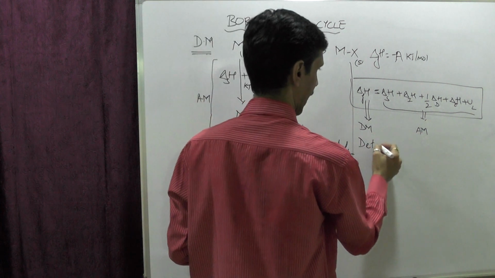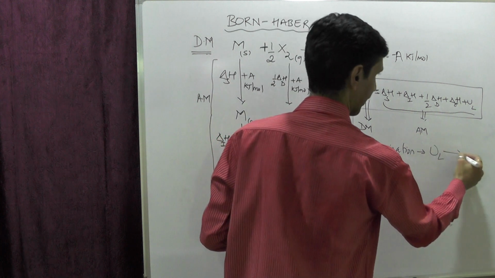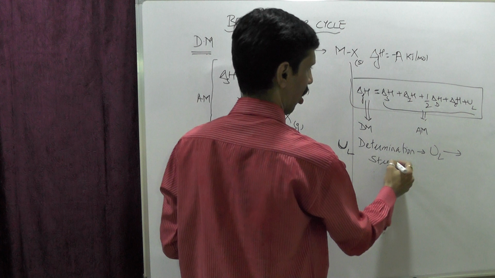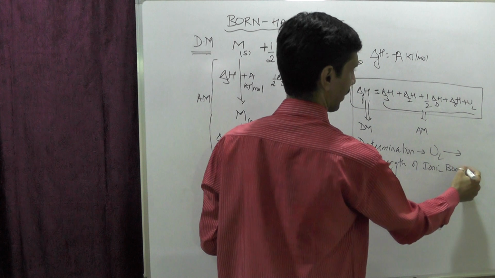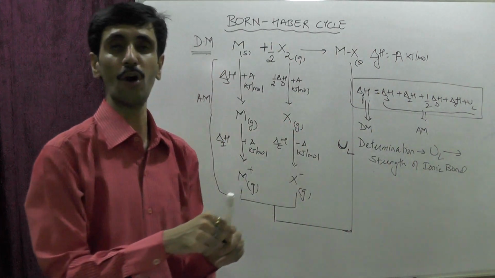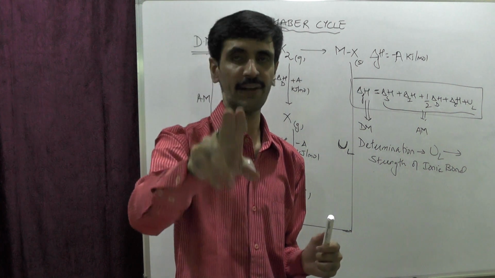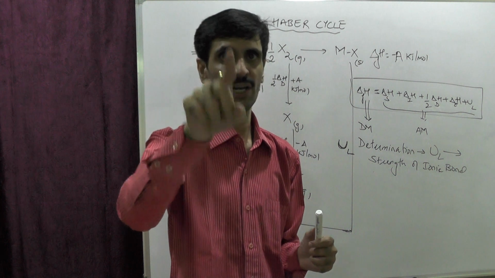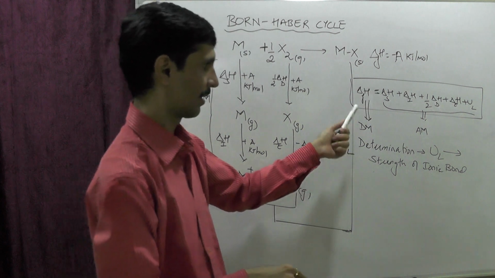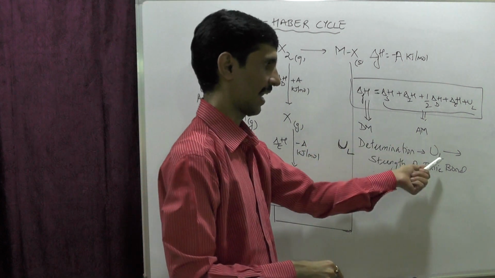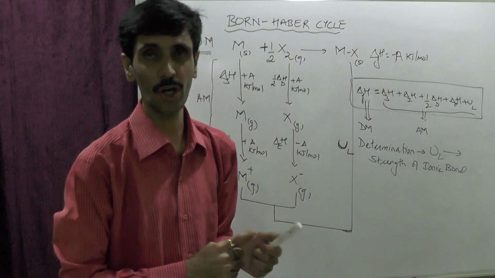So this is the most important application, and that is the determination of lattice energy, and on the basis of which we can also comment on the strength of the ionic bond. क्योंकि मैंने आपको पिछले वीडियो में ऑलरेडी बताया है कि ionic bond का strength is directly proportional to lattice energy. So if I want to find out the strength of the ionic bond, I need to find out the value of lattice energy, which I can find out over here. Okay, so that's the reason I say the most important application is determination of the lattice energy, and thereby we can comment on the strength of the ionic bond.